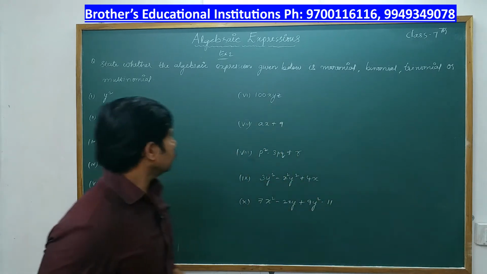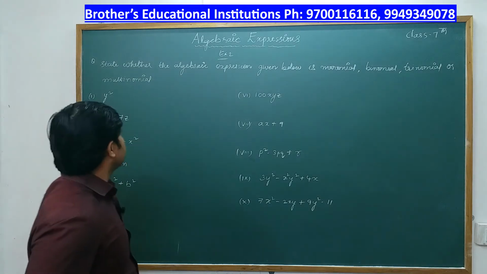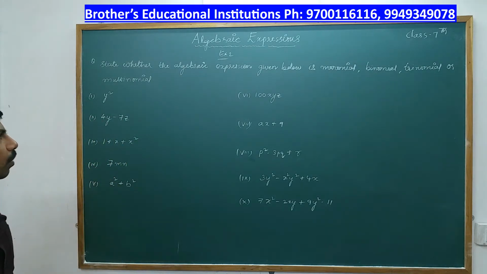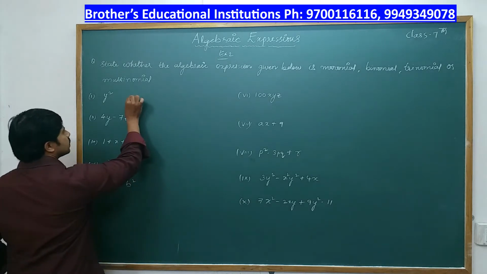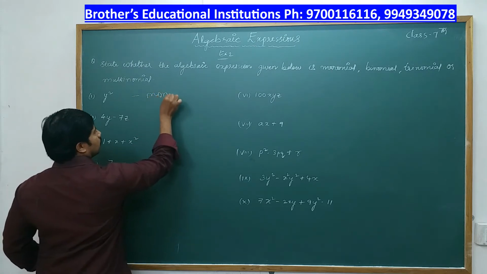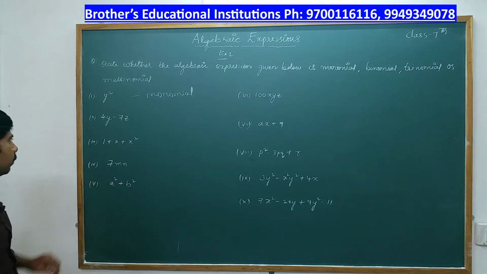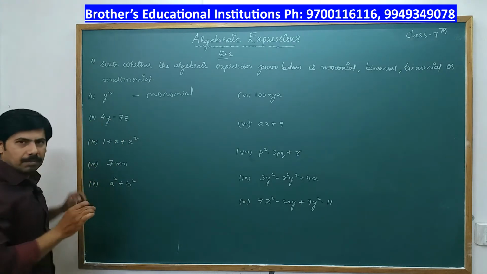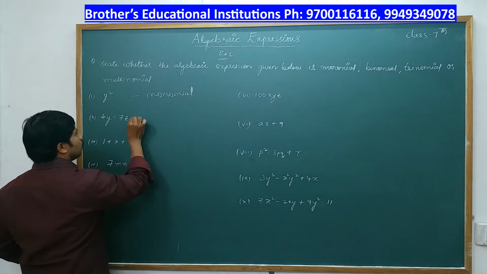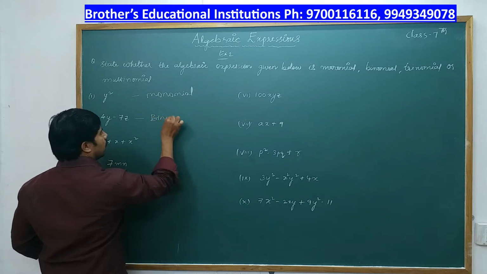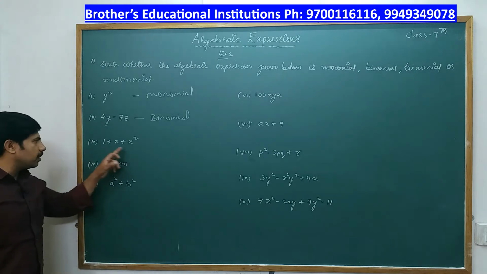Next one, state whether the algebraic expressions given below are monomial, binomial, trinomial or multinomial. So what is a monomial? It has only a single term, one term. So y square is monomial. 4y minus 7z. Now these two terms are separated by minus. If two terms are separated by minus or plus, it is binomial. So this one will be binomial. Okay. Then next, now here we have three terms separated with plus.